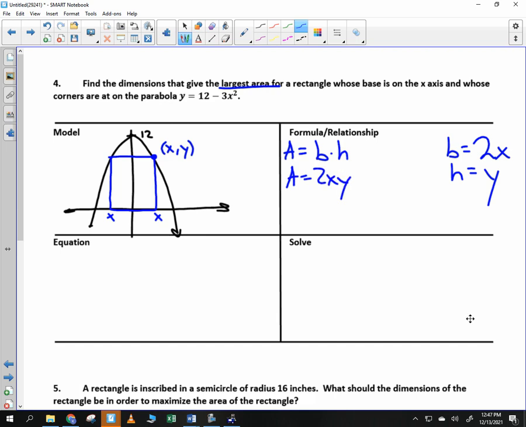Oh, shoot. We still got two variables, don't we? Wouldn't it be great if we knew what y was equal to? We do. You've got that right there. We can put that right in for y. Look at that. Way to go. Good job, Shelly.